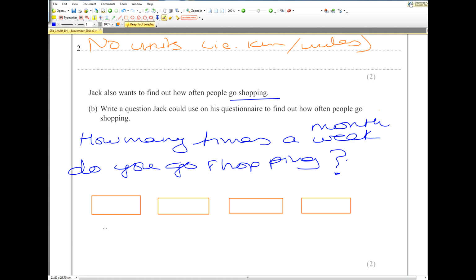So here could be what? What's the first one? 0 to 2. And then 3 to 4. And then 5 to 6. And then 6 to 7. 7 to 8. 7 plus. So how many times?